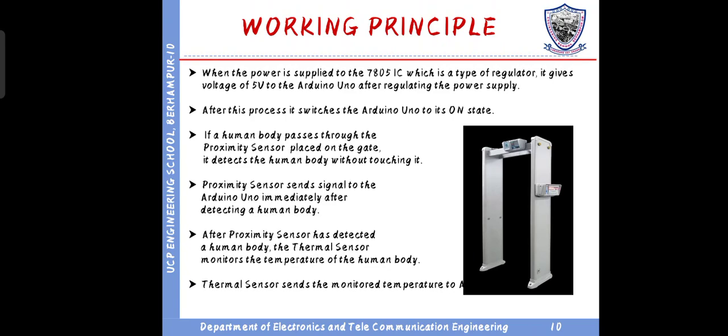If a human body passes through the proximity sensor placed on the gate, it detects the human body without touching it. The proximity sensor sends a signal to the Arduino Nano immediately after detecting a human body. After the proximity sensor has detected a human body, the thermal sensor monitors the temperature of the human body.